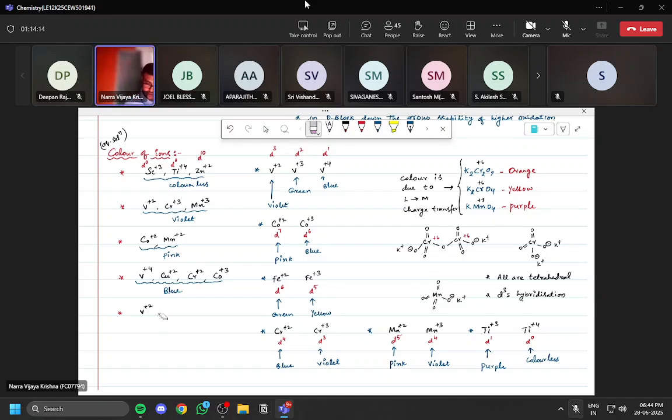+3 green. Vanadium +3, iron +2, nickel +2. All these three show green color. Any other? Yellow, iron +3. Any other? Titanium, purple.